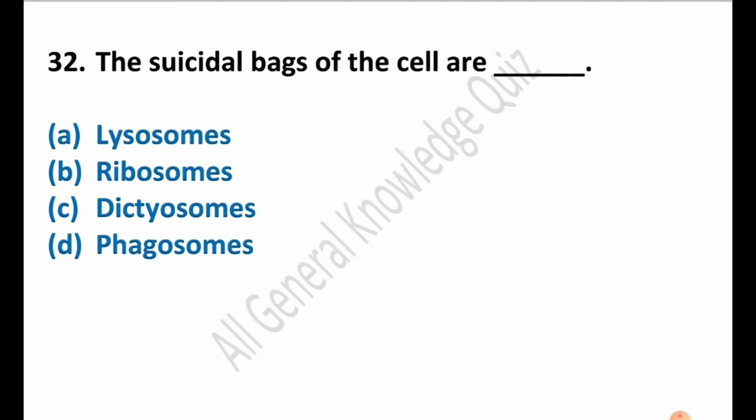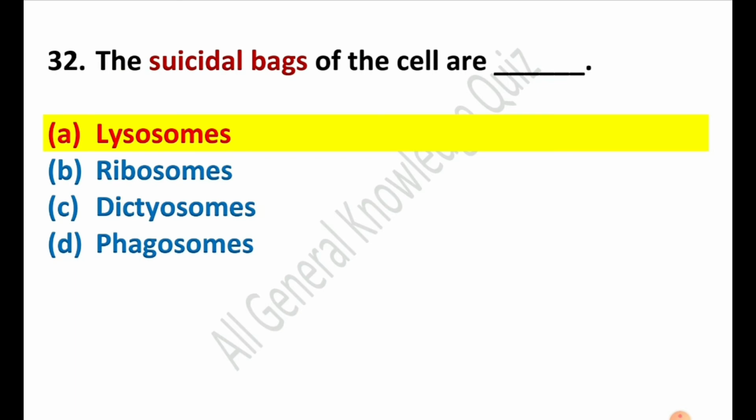Question number 32. The suicidal bags of the cell are option A, lysosomes. Option B, ribosomes. Option C, dictyosomes. Option D, phagosomes. The answer is option A, lysosomes. The suicidal bags of the cell are lysosomes.